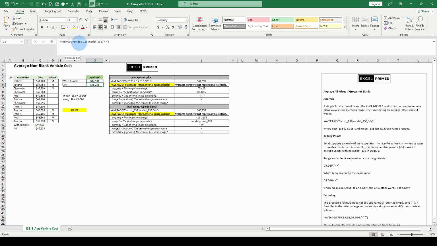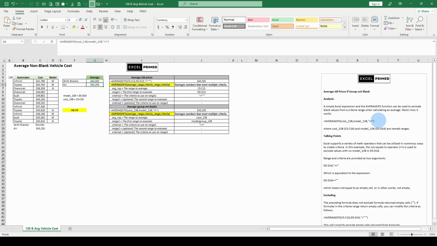Here, AVERAGEIFS cost, which is C5 to C16, model, D5 to D16, and this operator, which would be the criteria, the number is 45255.